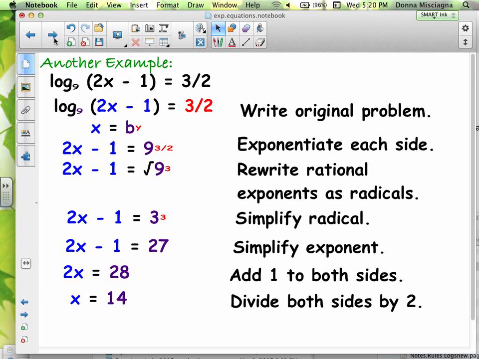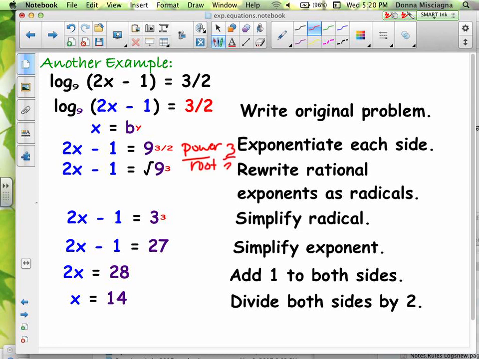So we have 2x minus 1 equals 9 to the 3 halves power. To evaluate that, do not multiply 9 by 3 halves. We're not multiplying it by 3 halves, we're raising it to a power. It's a lot easier to raise to the power if you rewrite that as a radical. Change that rational exponent to a radical. So it's always power over root. So 3 is the power, 2 is the root. So we have the square root of 9 cubed. Since it's easy to take the square root of 9, you should do that first and then cube it rather than the other way around. Not that you couldn't, but it's a little bit easier.